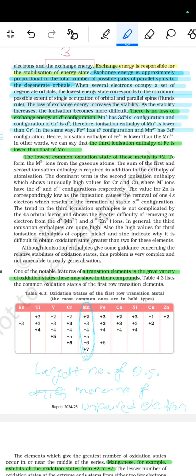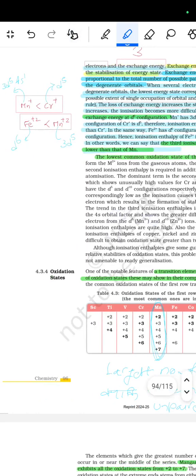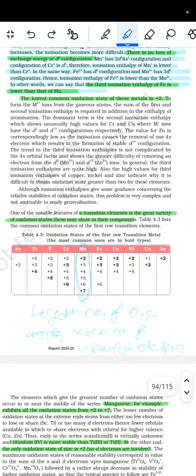In the same way, Fe2+ has the d6 configuration and Mn2+ has the 3d5 configuration. Hence, the ionization enthalpy of Fe2+ is lower than that of Mn2+. In other words, we can say that the third ionization enthalpy of Fe is lower than that of Mn. तो Mn प्लस का जो होता है वो कम होता है, 3d5 कॉन्फ़िगरेशन होता है, और Cr प्लस का होता है d5. Fe2 प्लस का d6 होता है और Mn 2 प्लस का होता है 3d5. अब इसका आगे बात करते हैं कि the lowest common oxidation state of these metals is +2.